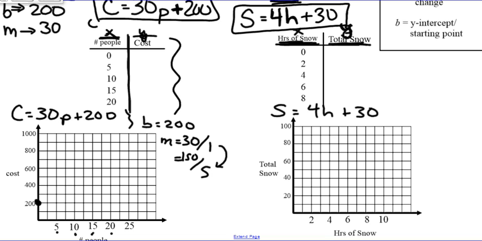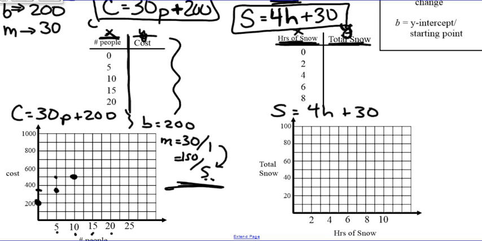So if I'm starting at my B value, as I go, for the change in Y, I need to go up 150 to 350, and I need to go over 5. There's my next point. 5 people would cost 350. How would I get to the next point? Well, use the slope. I need to go up another 150 to 500, but I need another 5 people, so I'm going to go over to 10 people.